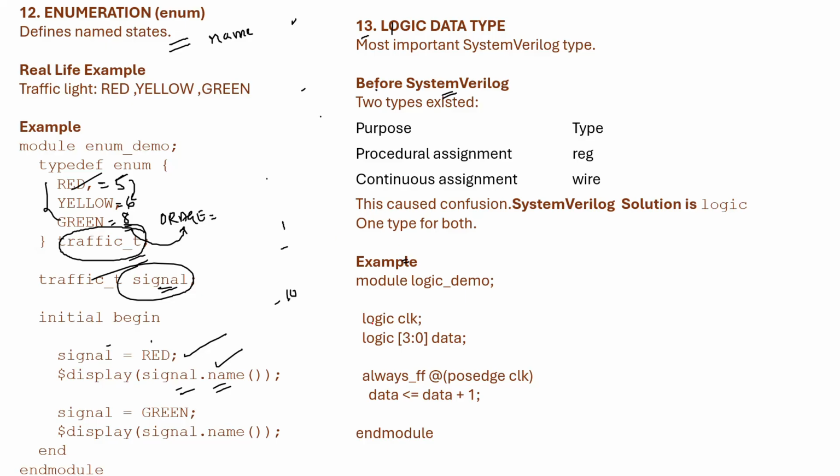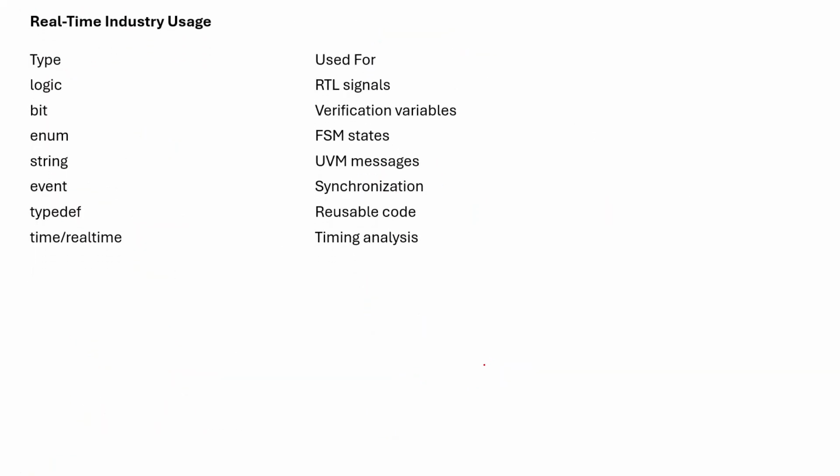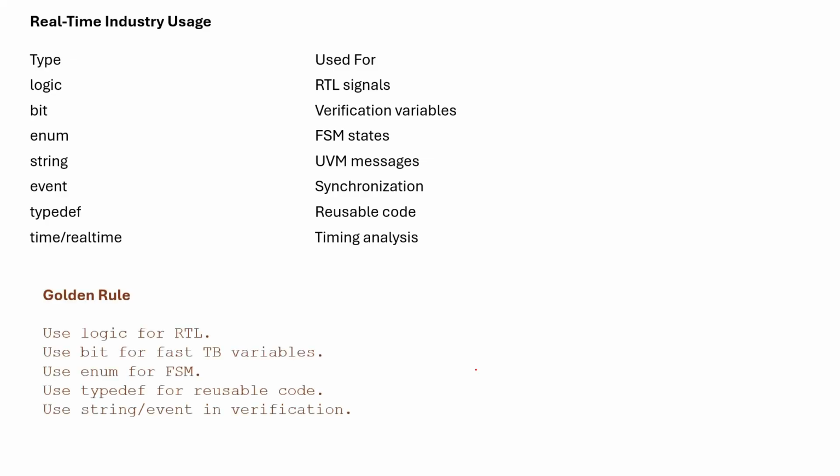So, logic clock and logic data. This data will be incrementing for every clock. Clear? So these are the real-time industry uses of different data types. This is the type where we are using logic.